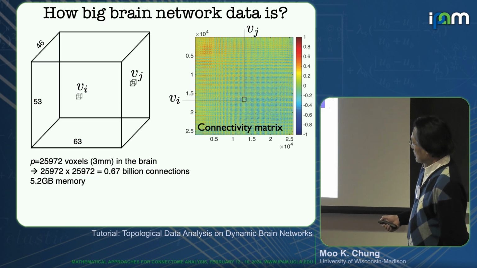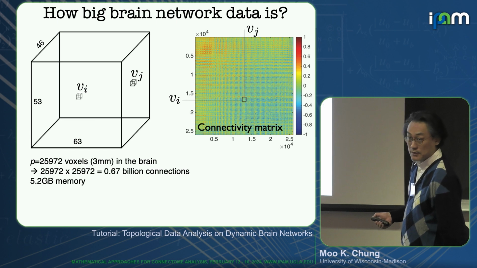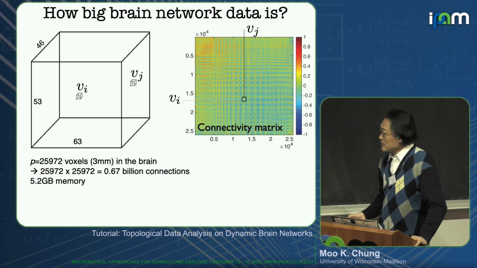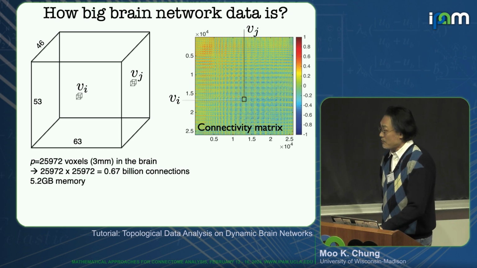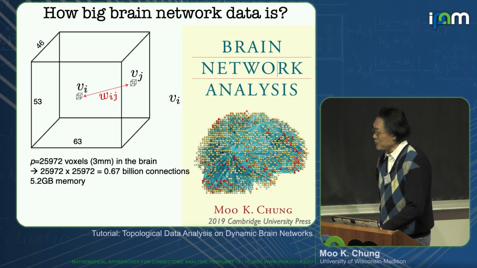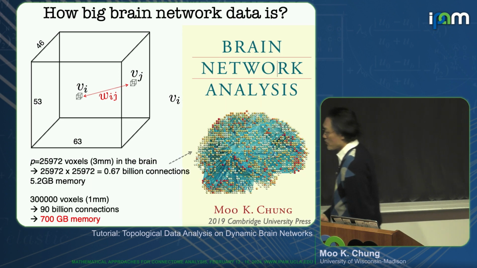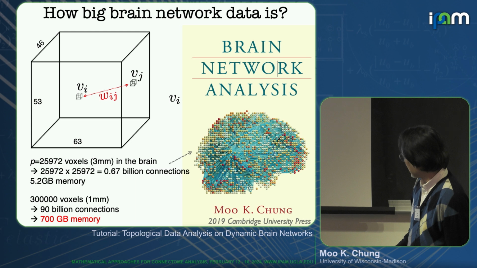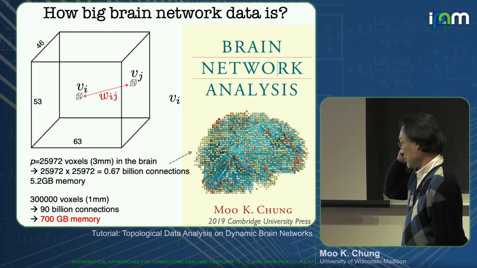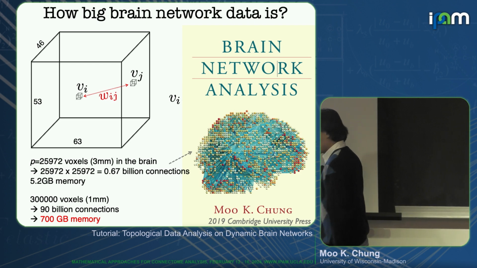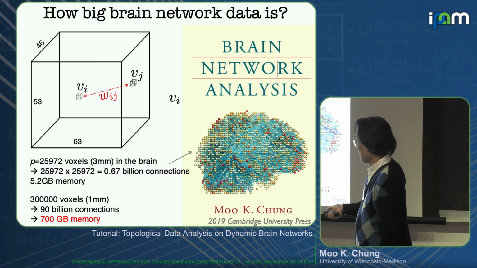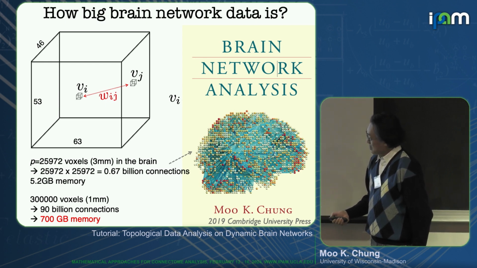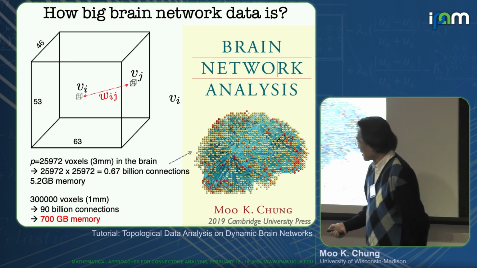How big is the brain network at the MRI scan level? Well, if you're using 3 millimeter resolution, which is usually 1.5 Tesla, that will give you about 1.67 billion connections, and that's about 5 gigabytes of memory. Now, if you want to build the brain network at 1 millimeter resolution, that's 3 Tesla, the usual resolution of MRI. fMRI is usually about 2 millimeter, but sometimes you can have 1 millimeter. That's like 90 billion connections and 700 gigabytes of RAM.